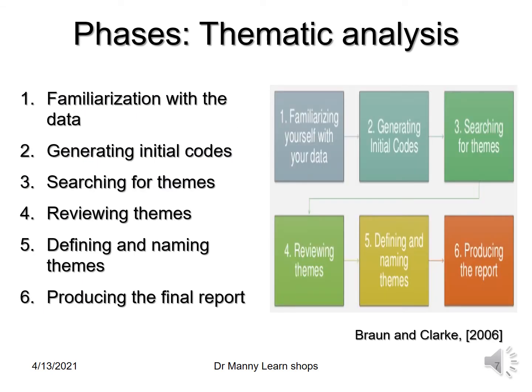What are some of the phases that occur during thematic analysis? Well, the phases, there are 6. Familiarization with the data, generating the initial codes, searching for themes and then reviewing those themes, refining them, defining and naming the themes, labeling, and producing the final report.